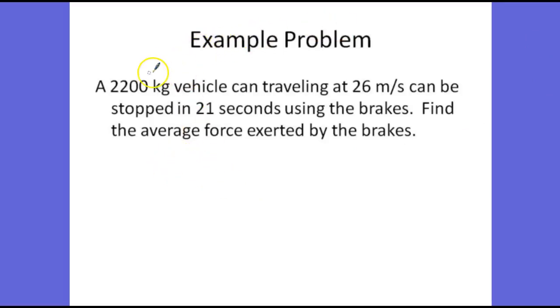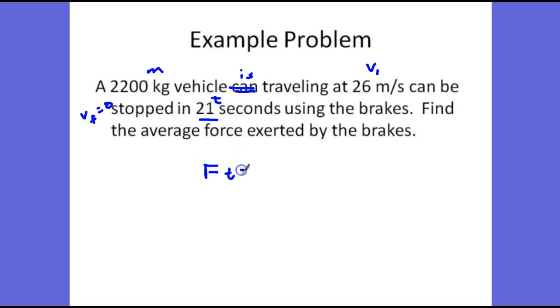A 2,200 kilogram vehicle can be traveling at, I guess, 26 meters per second. That would be our initial velocity. It can be stopped. Stopped means the final velocity is 0, or v2 is 0, in 21 seconds, and there's our time. Find the average force.